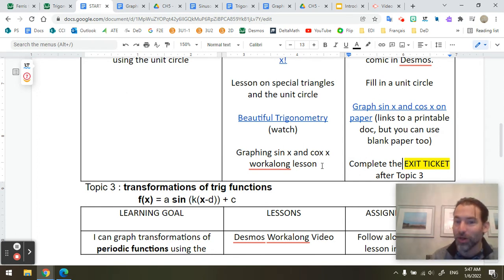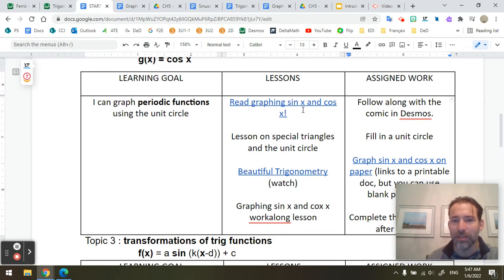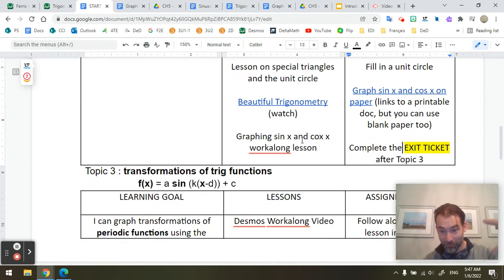Right now, you are going to graph sine x and cos x by hand. So you've already done this in Desmos and you've already investigated this in Desmos, but doing it by hand is going to reinforce your learning. And then you'll have this paper copy that you can use to then transform the trigonometric functions by transforming parent functions later. All right, let's get started, everybody.